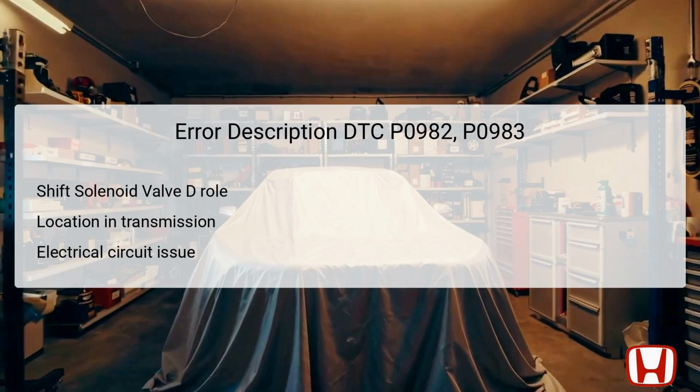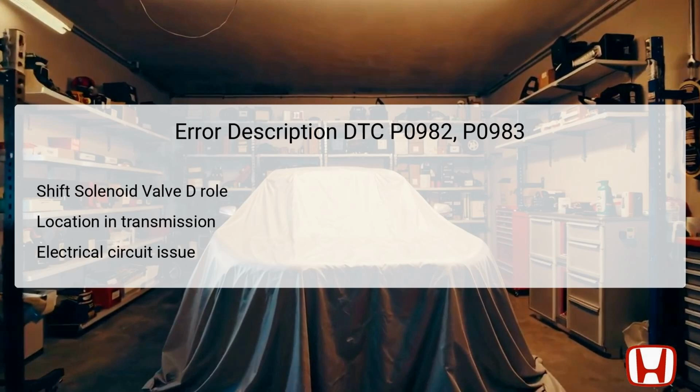In the context of the DTCs P0982 and P0983 for the Honda Pilot, the Shift Solenoid Valve D plays an essential role in managing the transmission's fluid dynamics. This solenoid controls the flow of transmission fluid to facilitate smooth gear transitions, thereby affecting overall vehicle performance. It is located within the transmission assembly, usually linked directly to the Transmission Control Module, TCM. The TCM is an electronic component that governs shifting operations based on various inputs from the vehicle's systems.